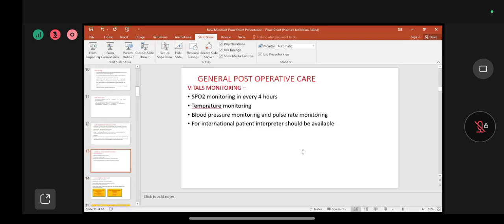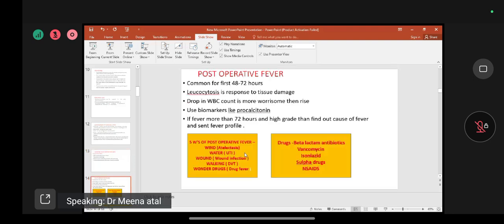In general post-operative care, firstly we start with vitals monitoring. In this, SpO2 monitoring should be done every 4 hours. Temperature, blood pressure and pulse rate are regularly monitored. And for international patients, an interpreter should be available for 24 hours.